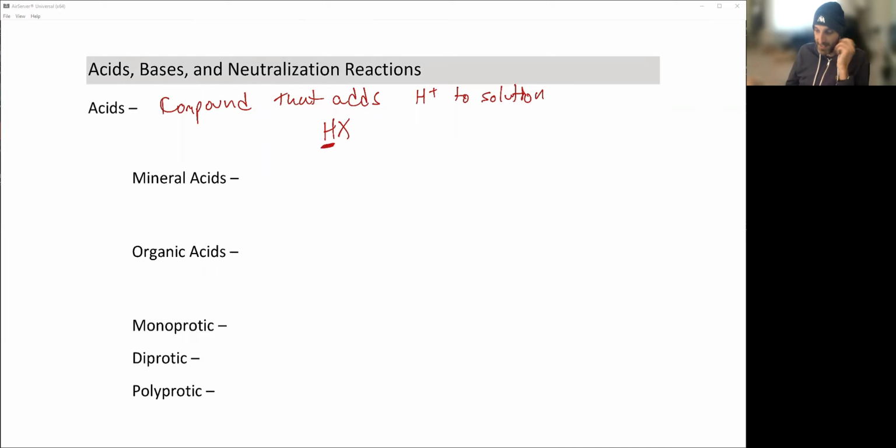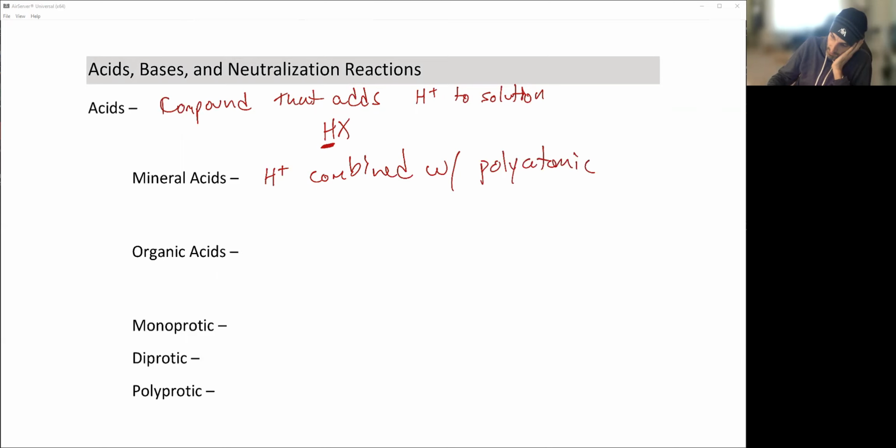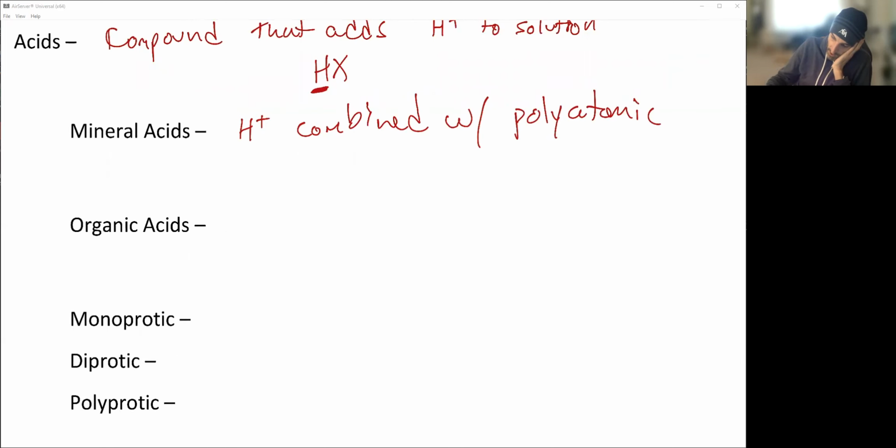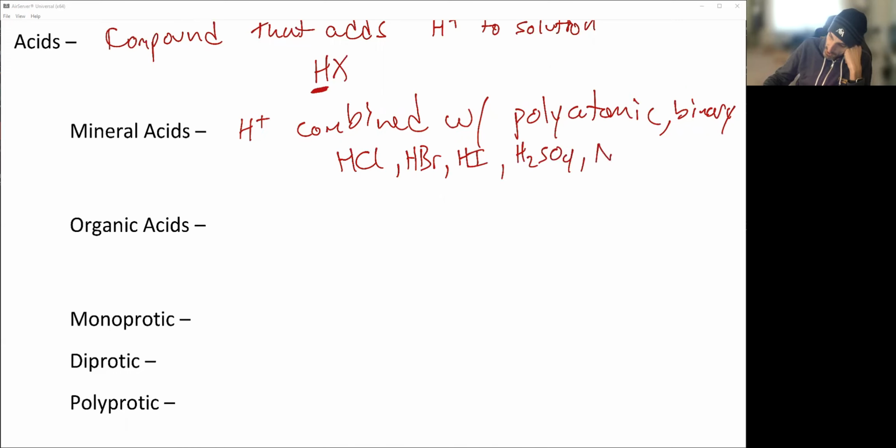Okay, there are two different types of acid. A mineral acid is basically an acid without carbon. So we're looking at the H+ combined with a polyatomic, or binary acids. So something like HCl, HBr, HI, all of those are going to be considered mineral acids, as well as something like H2SO4, HNO3.